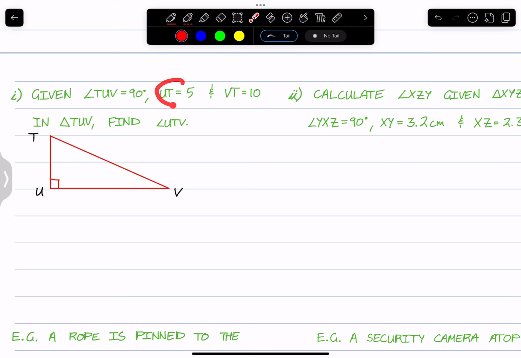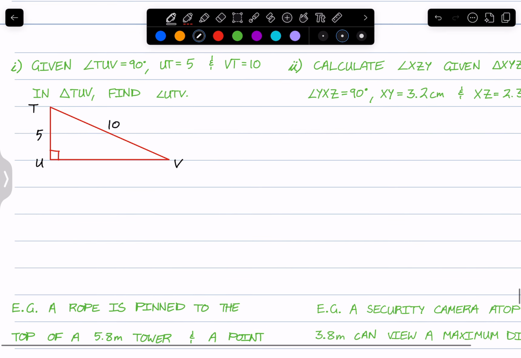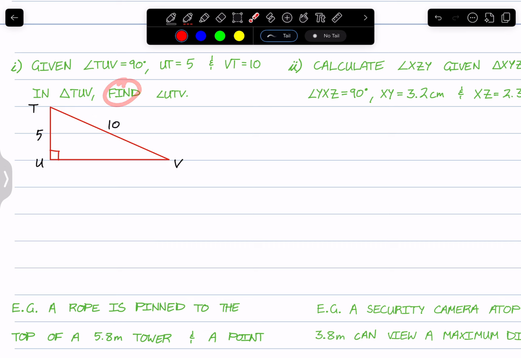It's saying that UT or TU is 5, so we can write that as 5. And VT is 10. That's going to be 10. It's saying find angle UTV. UTV, we are looking for this angle here. So let's label that theta.